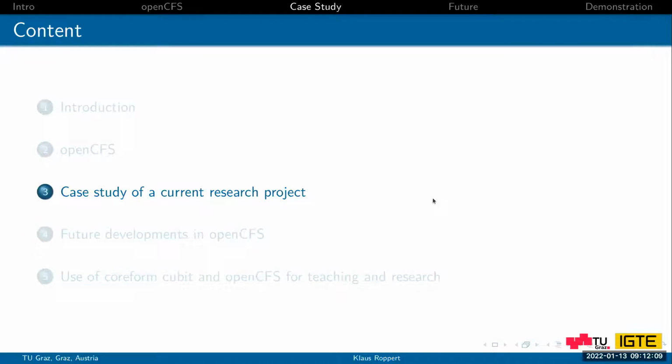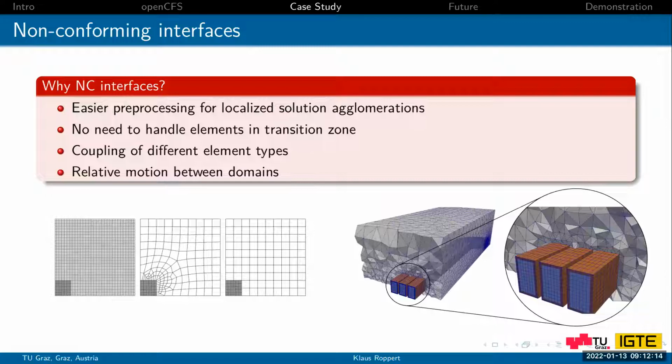Okay, now some words about a recent research project that we were working on. So we were implementing non-conforming interfaces, and for those of you who are not familiar with that, there might be some physics where you have some localized solution agglomerations, especially when dealing with, let's say, wave propagation. So let's assume we're simulating an acoustic problem and we're having a source region with acoustic sources that needs to be refined very fine, and a propagation region where we don't need such a fine mesh resolution.